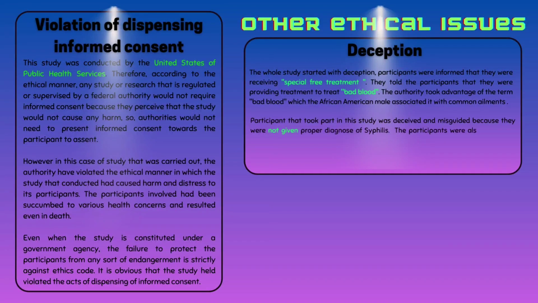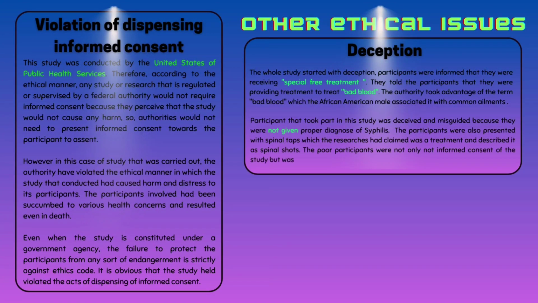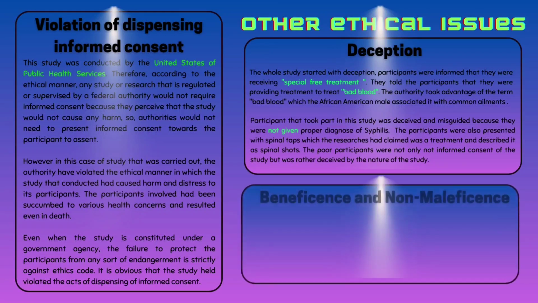The participants were also subjected to spinal taps, which the researchers claimed were a treatment and described as spinal shots. The poor participants were not only not given informed consent for the study but were rather deceived about the nature of the study. Lastly, the next ethical issue is the violation of beneficence and non-maleficence.